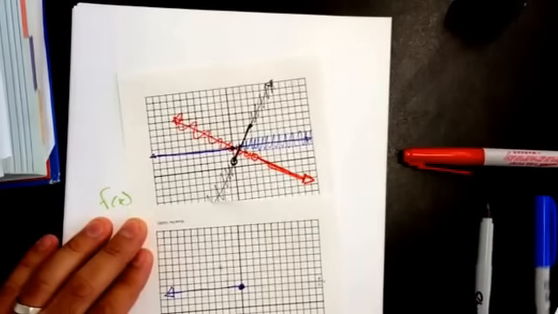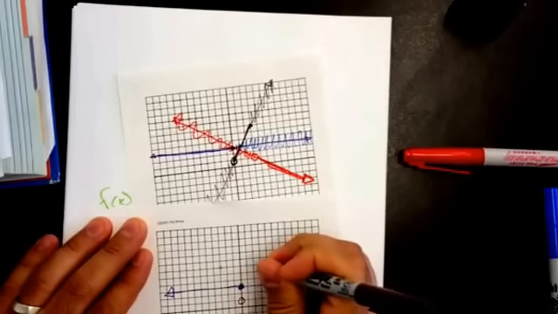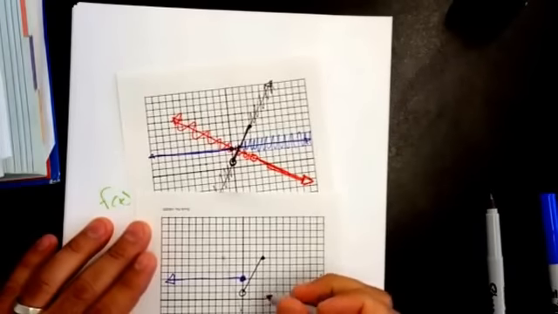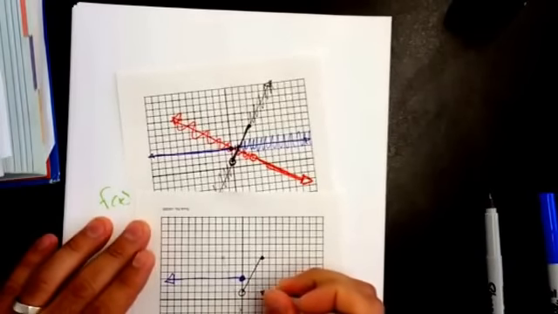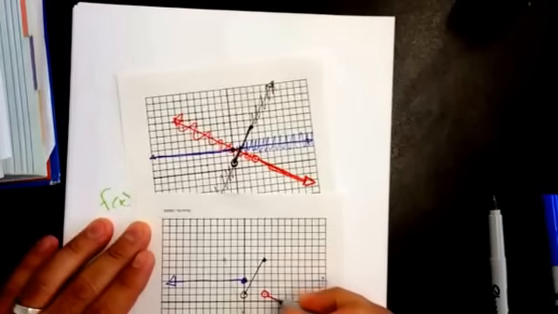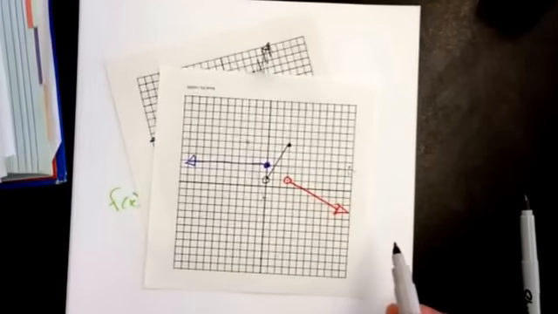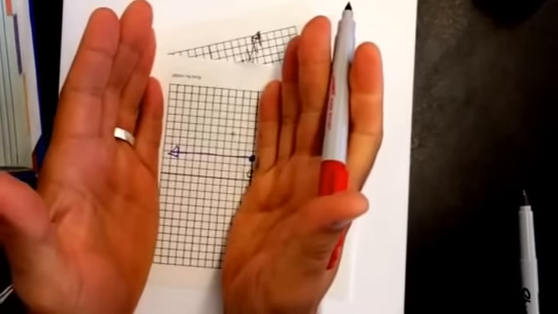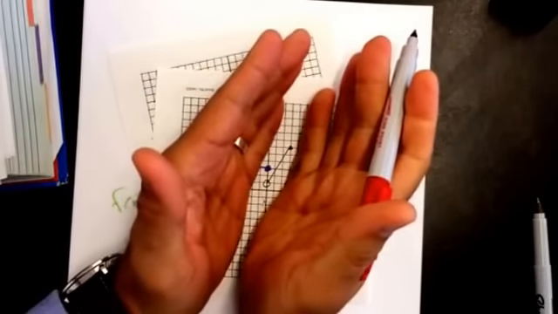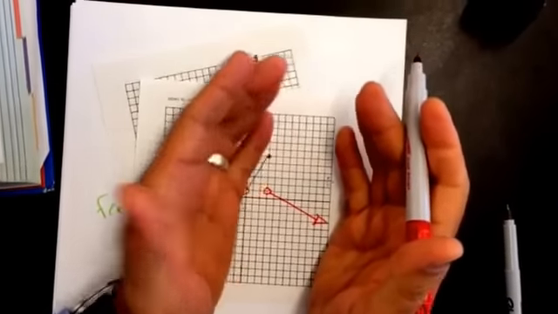This one. This one. And this one. So that's what the piecewise function would look like. It follows this rule when x is less than 0. It follows this rule when x is in between 0 and 3, and it follows this rule when x is greater than 3.